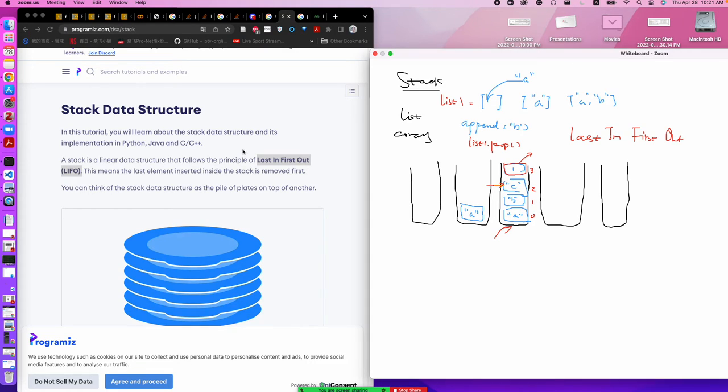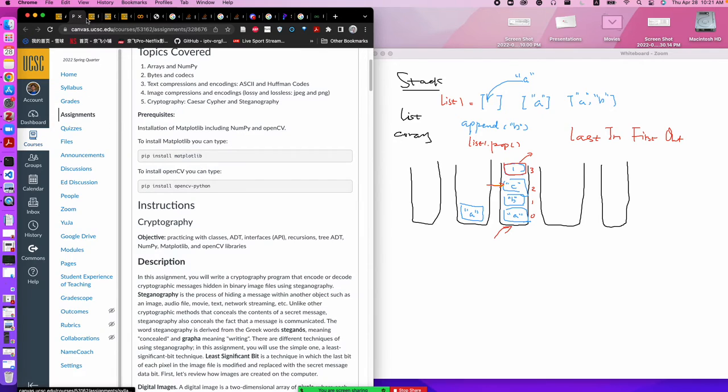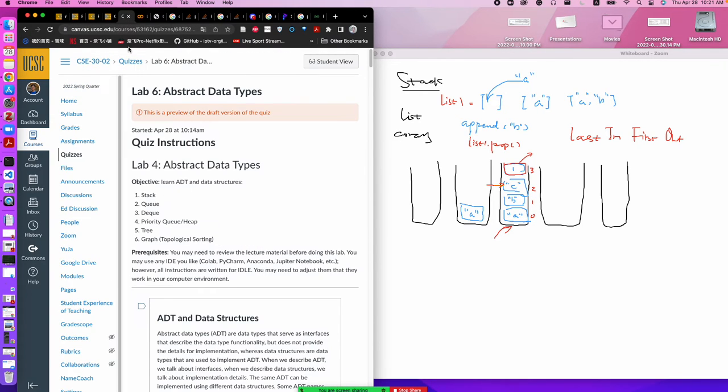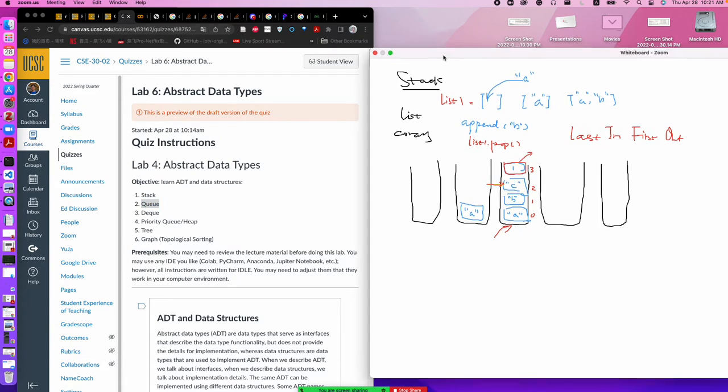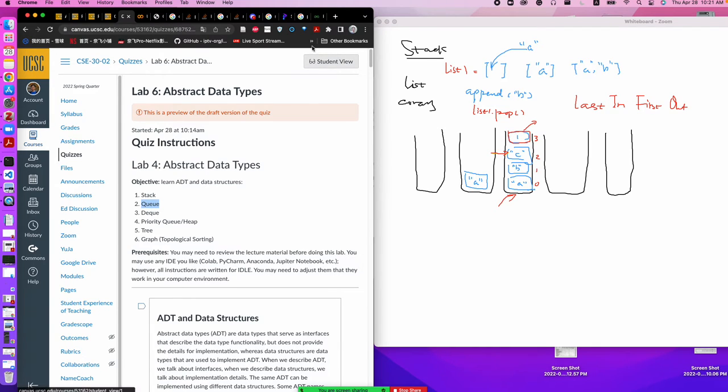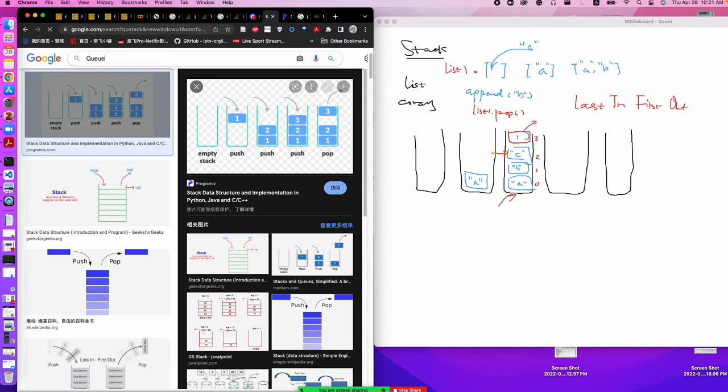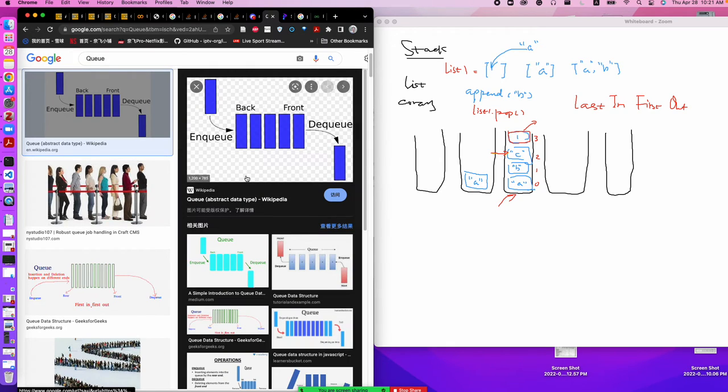Right, but we have other types of data structure, for example a queue. So what if we have a queue? A queue is like when we're waiting for some service, for example at a cinema, or you want to enter some service, for example in a dining hall. The queue is like human beings queuing in line.